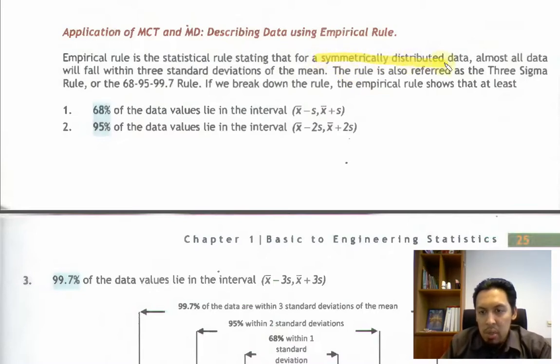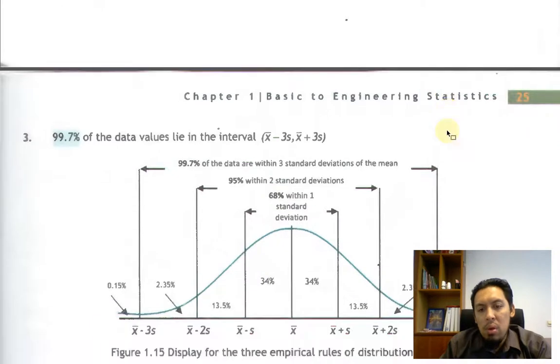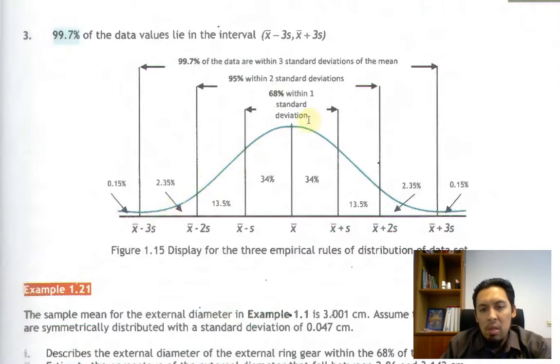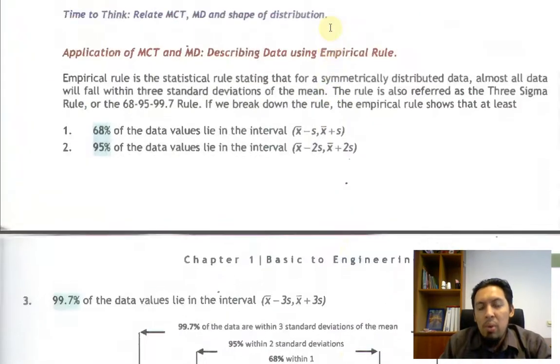symmetrically distributed data, this is the important point, meaning that empirical rule can only be used when your data, when you draw it, is in this shape. Remember what the symmetry distribution looks like? Bell shape. If your data is skewed, then this can't be applied. We have a different rule, but it's not being emphasized here.